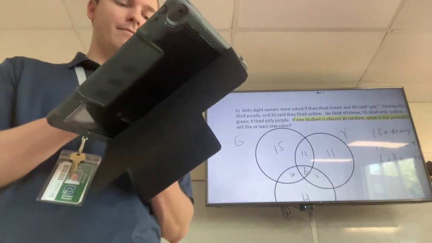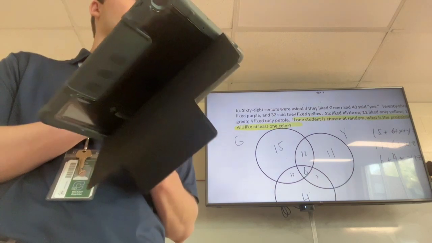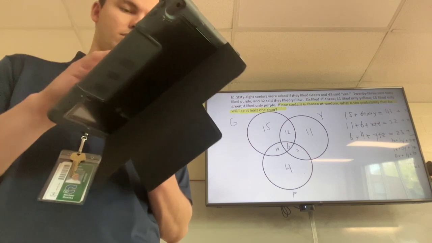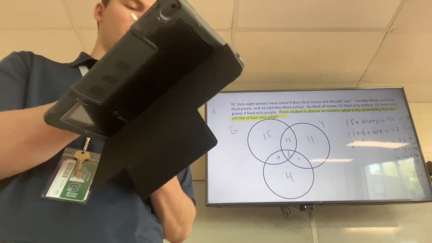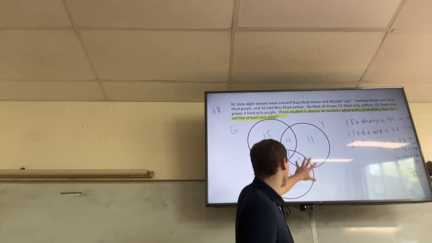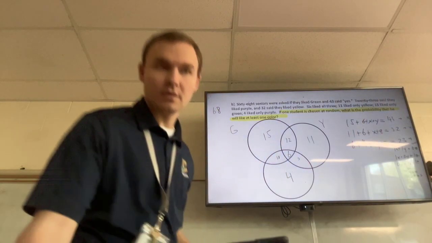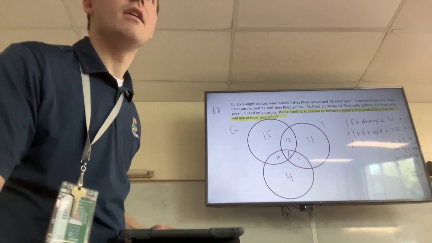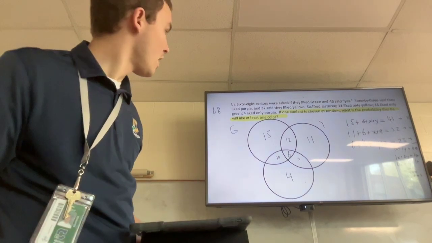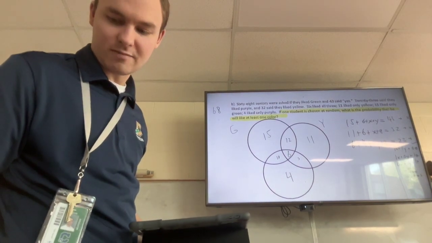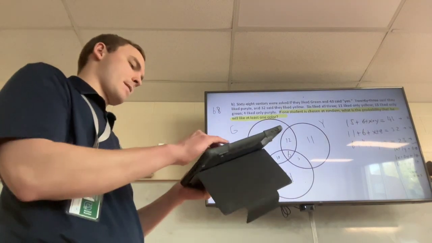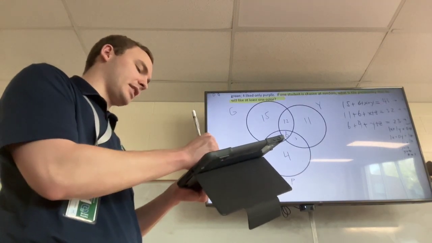That he or she will like at least one color, okay? How many students like none of the colors? So we have 68 total, right? 68 seniors. How many like none of the colors? What do all these numbers add up to? 15 plus 12 plus 11 plus 10 plus 6 plus 3 plus 4. I got 61. So these all add up to 61.